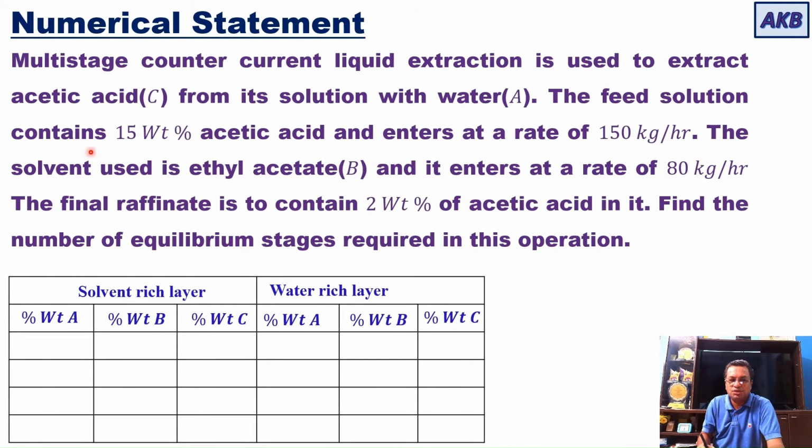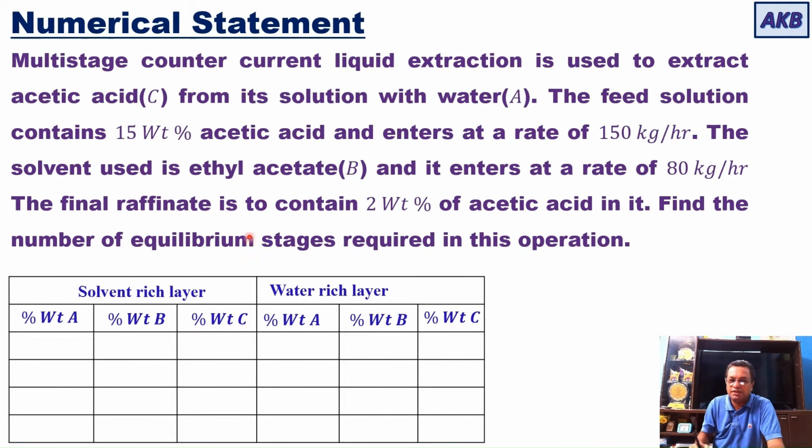The feed solution contains 15% acetic acid. The composition of the feed is given to us, and it enters at a rate of 150 kg per hour. The feed rate is given to us. The solvent used in this case is ethyl acetate, and we denote the solvent by capital B, and it enters at a rate of 80 kg per hour. So the rate at which solvent is admitted into the operation is also given to us. It is 80 kg per hour.